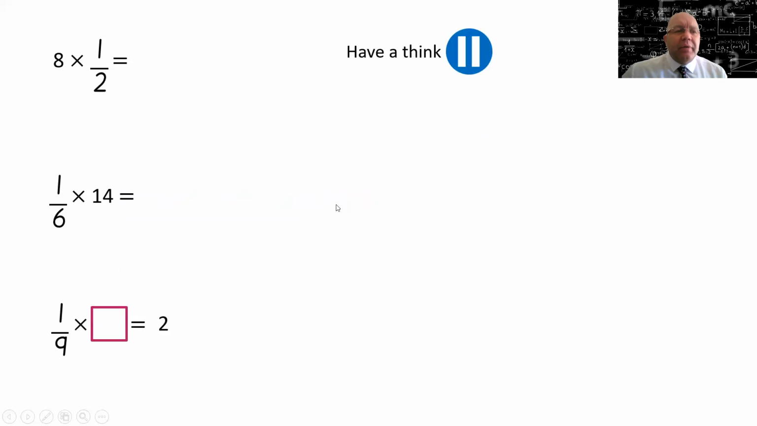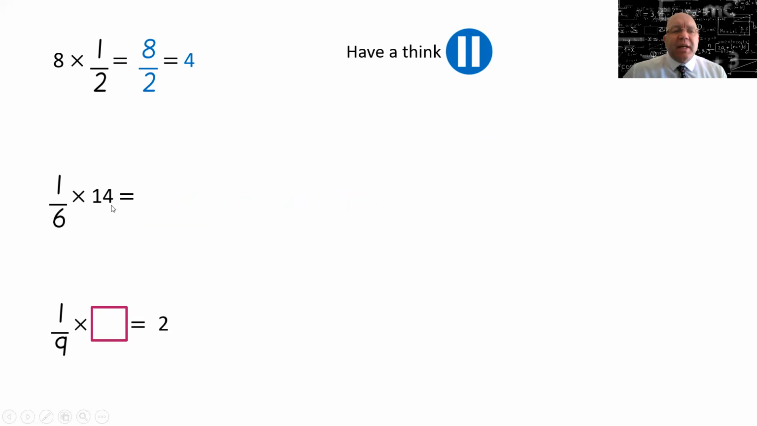What about these 3? Have a think. Okay, first 2, nice and straightforward. 8 lots of a half is 8/2, 8 halves. We can turn that into a mixed number, or in particular, a whole number actually. 2 into 8 does 4 times.